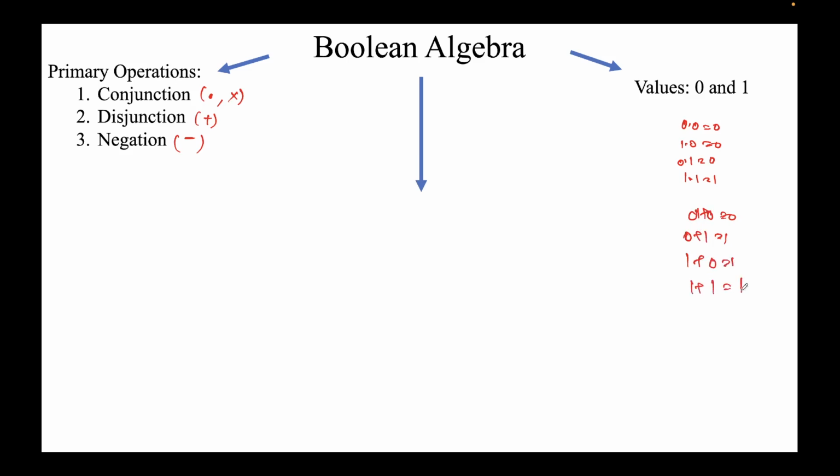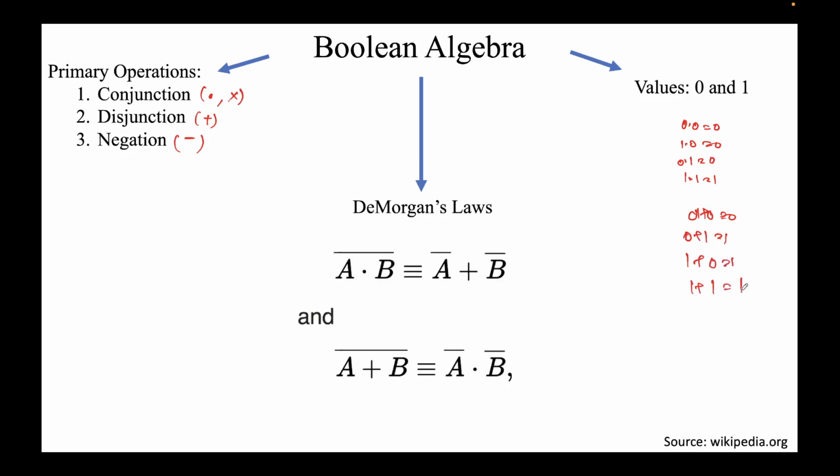And there are 2 other laws called De Morgan's laws. These are often used to convert a conjunction to a disjunction and vice versa. You can see this is converting a multiply to an addition, with some negation. So to solve the problems, we use these De Morgan's laws.